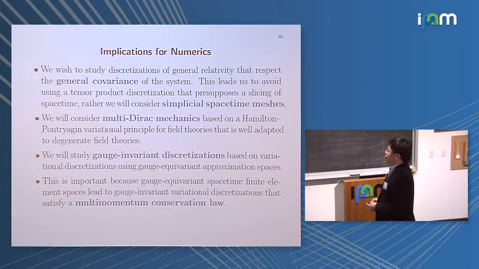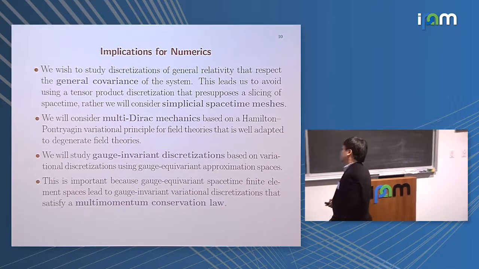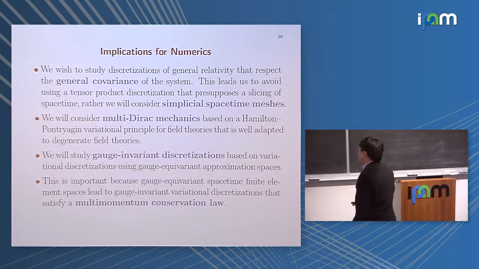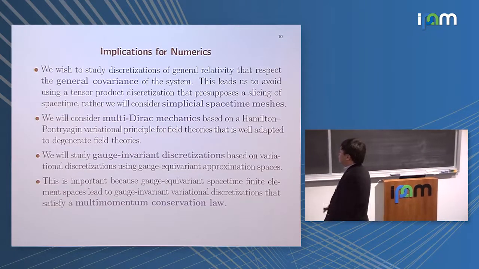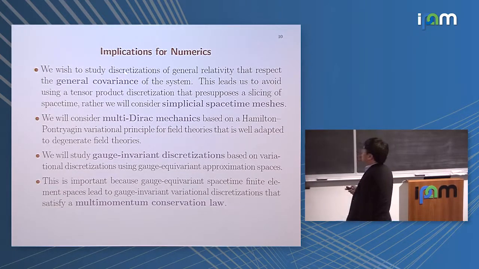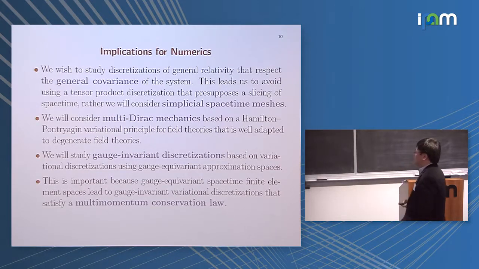So those observations inform some of our approaches towards studying a geometric approach to discretizing general relativity. So the main point is that general covariance plays, I think, an important role.